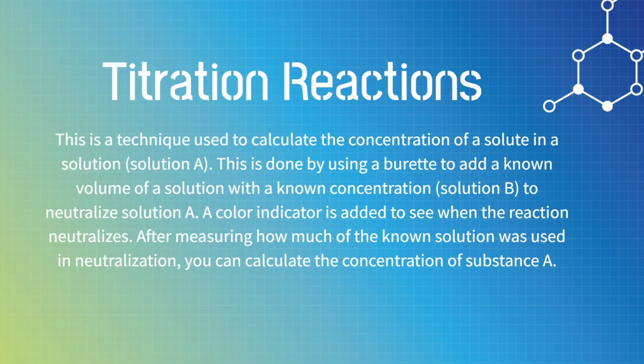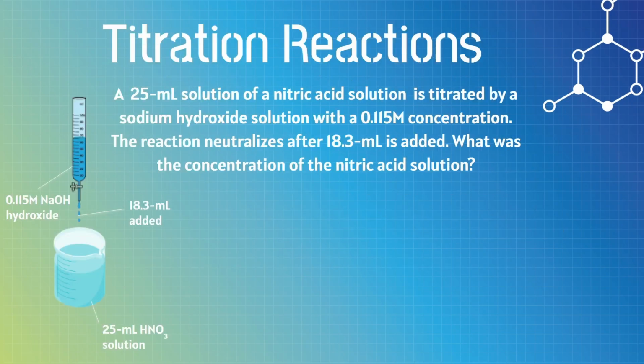This is done by using a burette to add a known volume of a substance with a known concentration to neutralize solution A. A color indicator is added to see when the reaction neutralizes. After measuring how much of the known solution was used in the neutralization, you can calculate the concentration of substance A. So here's an example of that. A 25 milliliter solution of nitric acid is titrated by a sodium hydroxide solution with a 0.115 molarity concentration. The reaction neutralizes after 18.3 milliliters is added. What was the concentration of the nitric acid solution?